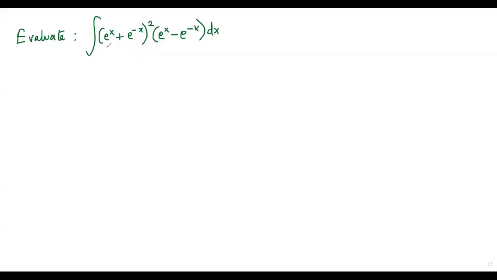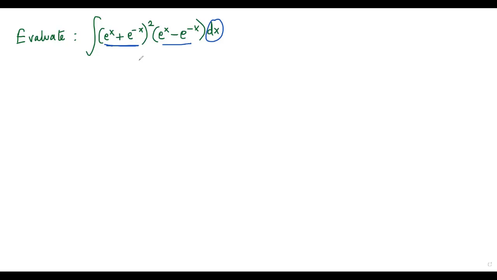Here, when I look at the function inside the integral, the derivative of this part, that is e^x + e^(-x), is e^x − e^(-x). So the derivative of a part of the function is in the function itself, and it is multiplied by dx. In an integral, whenever the derivative of a part of the function is in the function itself and is also multiplied by dx, we can use the method of substitution.